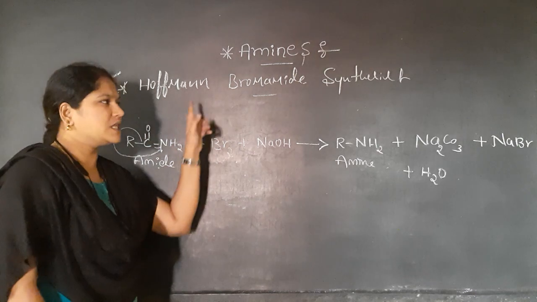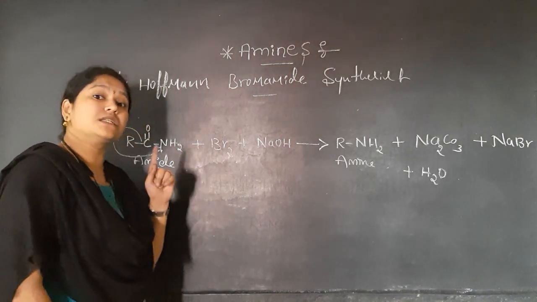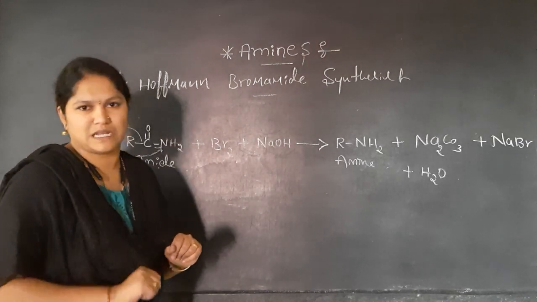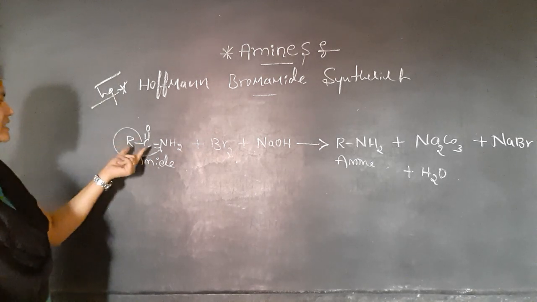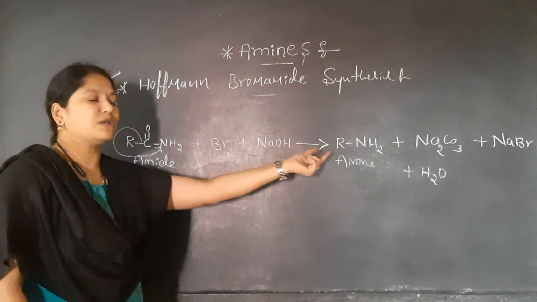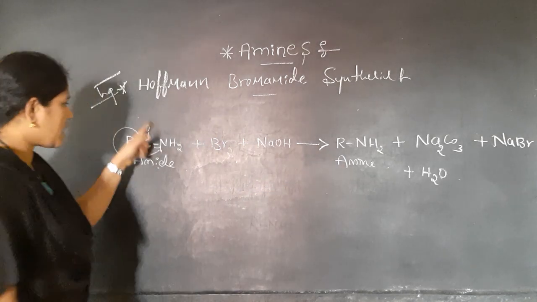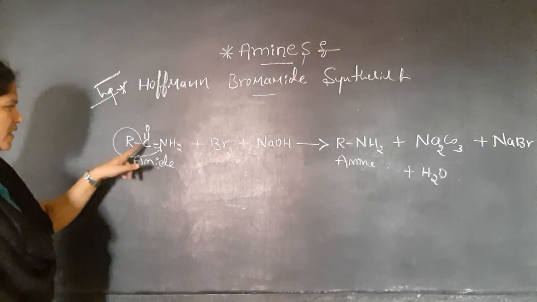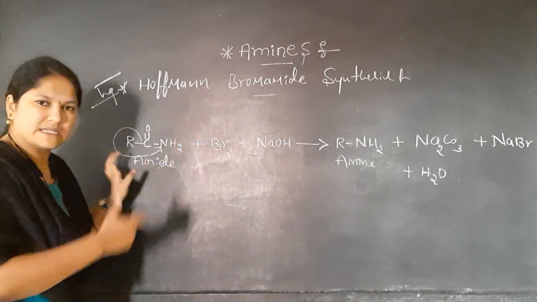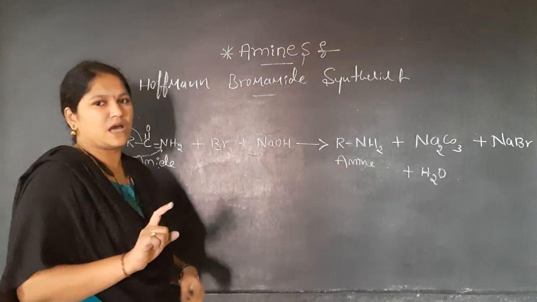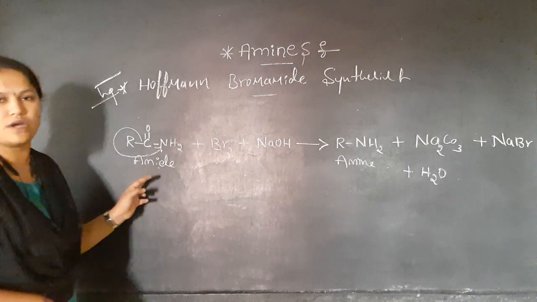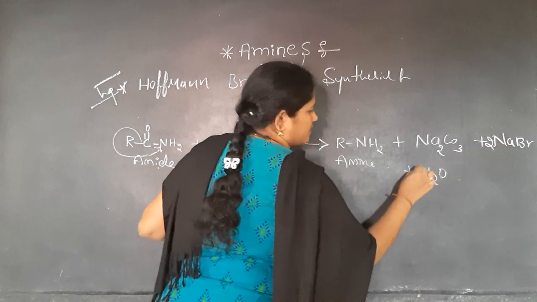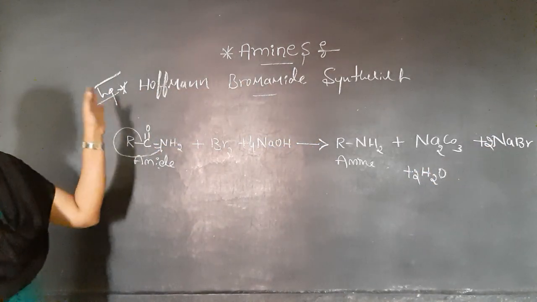One point you have to focus on in this particular reaction is that this is a descent series. That means the product always contains one carbon atom less than the reactant. That means if we consider ethanamide as a reactant, then we get methanamine as a product. Here we are removing one carbon atom in the form of carbonate. So in the Hoffmann bromamide synthesis of amides, the product always contains one carbon atom less than the reactant. Just balance the equation now. So this is what Hoffmann bromamide synthesis is.